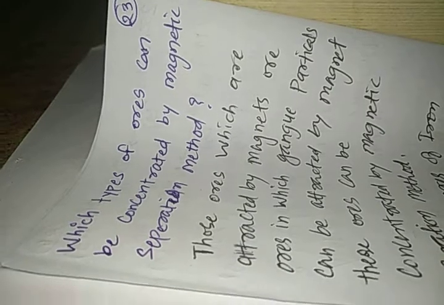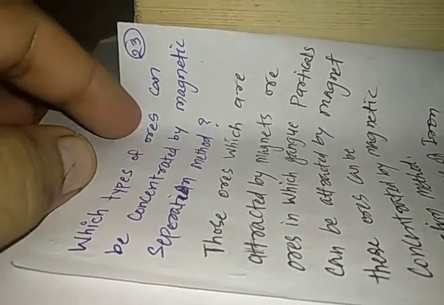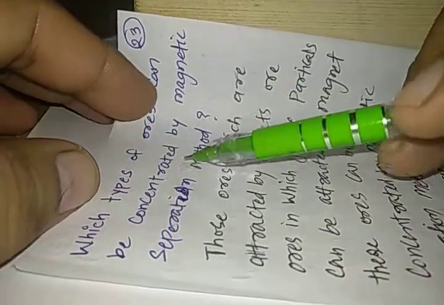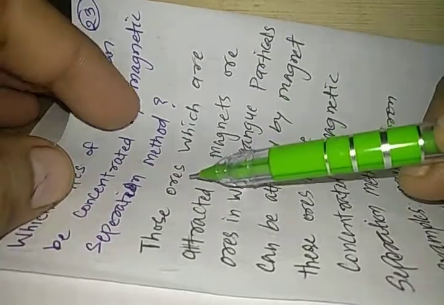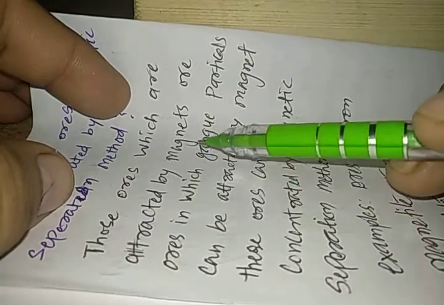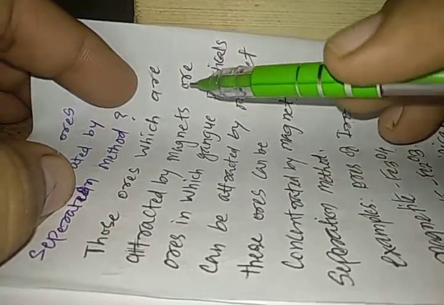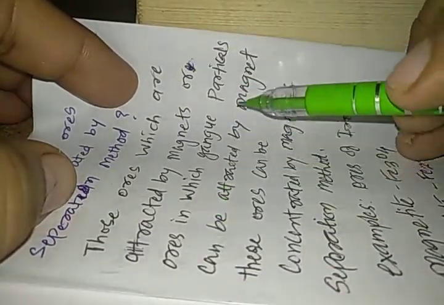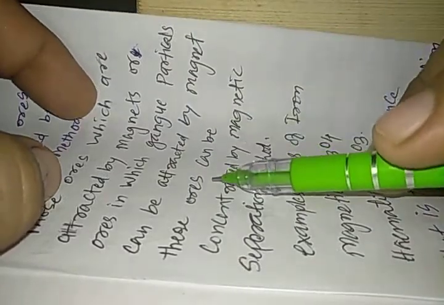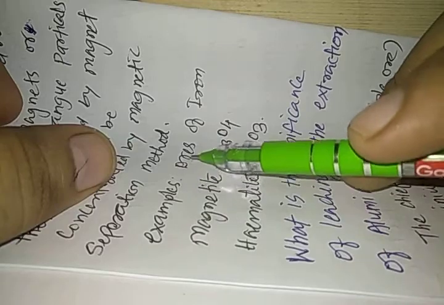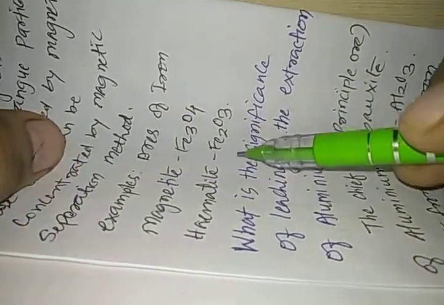We have studied in the last period about the various methods for the concentration of the ores. Let's solve some of the in-text questions. The question starts like, which type of ores can be concentrated by magnetic separation? Those ores which are attracted by the magnets, or ores in which gangue particles can be attracted by magnets, can be concentrated by magnetic separation. Examples are the ores of iron, magnetite and hematite.